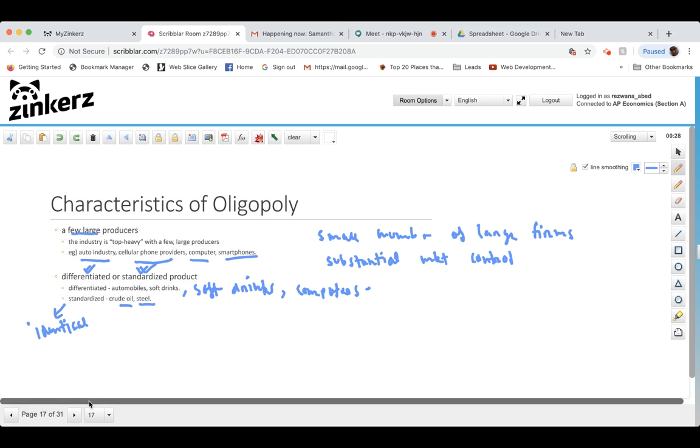Okay, any questions here, guys? So there can still be a lot of firms, but if there are very big firms, I wouldn't say it doesn't matter. They're not going to be as many firms as we saw in monopolistic or perfect competition. There definitely isn't going to be as many as that.